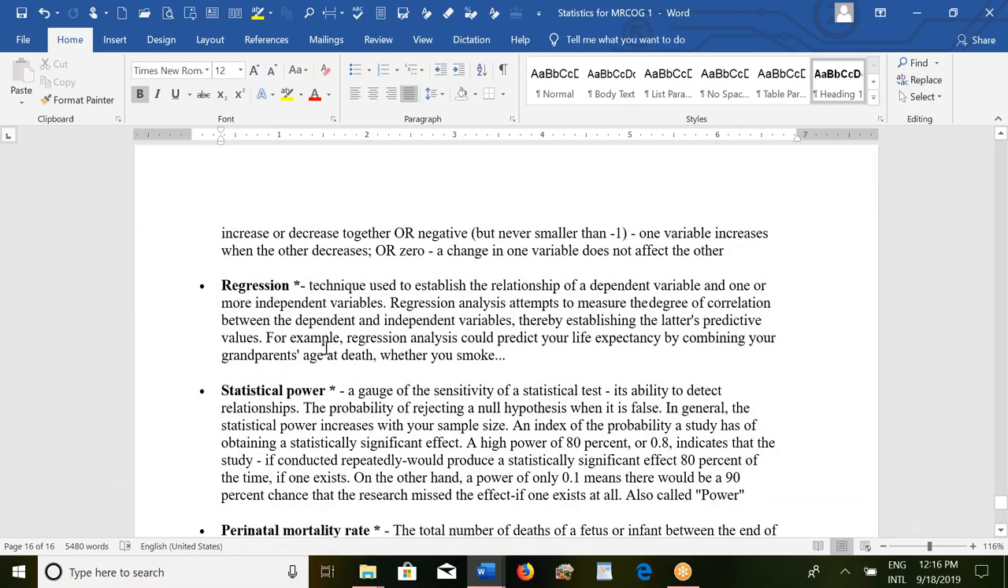Then what is regression? You must have read this term, regression analysis, right? So this is a technique. Okay, regression.